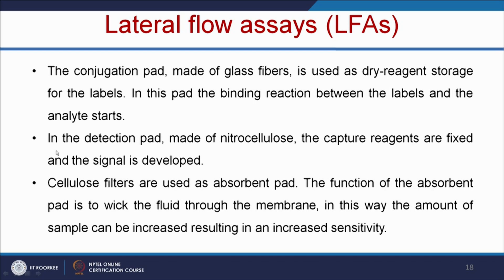In the detection pad, it is made up of nitrocellulose. The capture reagents are fixed, and the signal is developed in this detection pad. And the fourth one is the absorbent pad. It is made up of cellulose filters. The function of the absorbent pad is to wick the fluid through the membrane. In this way the amount of sample can be increased, resulting in increased sensitivity.